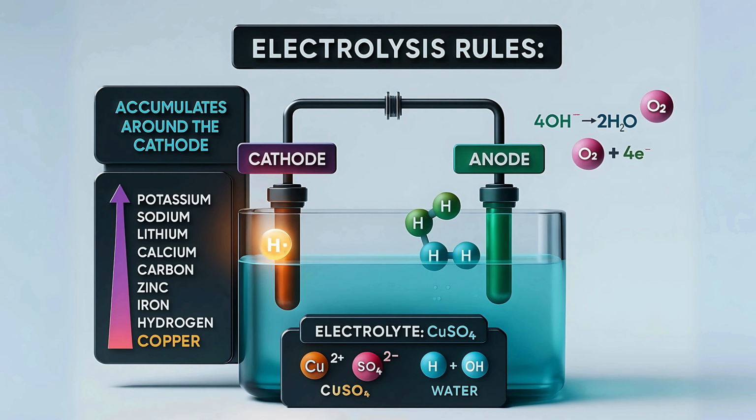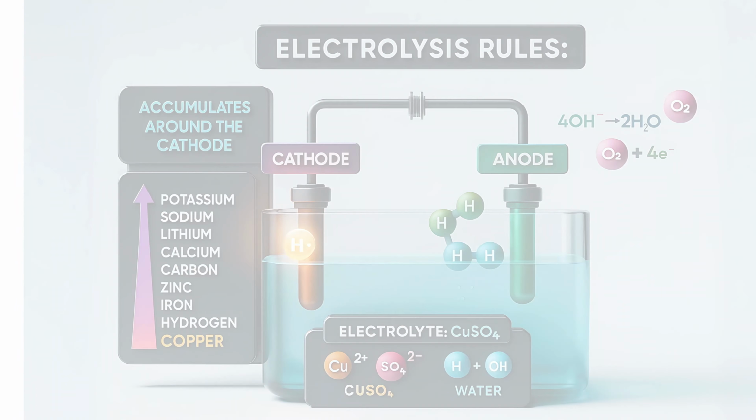At the anode, we have the negative ions, SO4 2- and OH-. According to our rule, because no halide ion is present, it's the hydroxide ions that will be discharged. Each hydroxide ion loses electrons to form oxygen gas and water. The half equation for this reaction is 4OH- → 2H2O + O2 + 4e-. So overall, during the electrolysis of copper sulfate solution, copper metal forms at the cathode and oxygen gas is released at the anode.